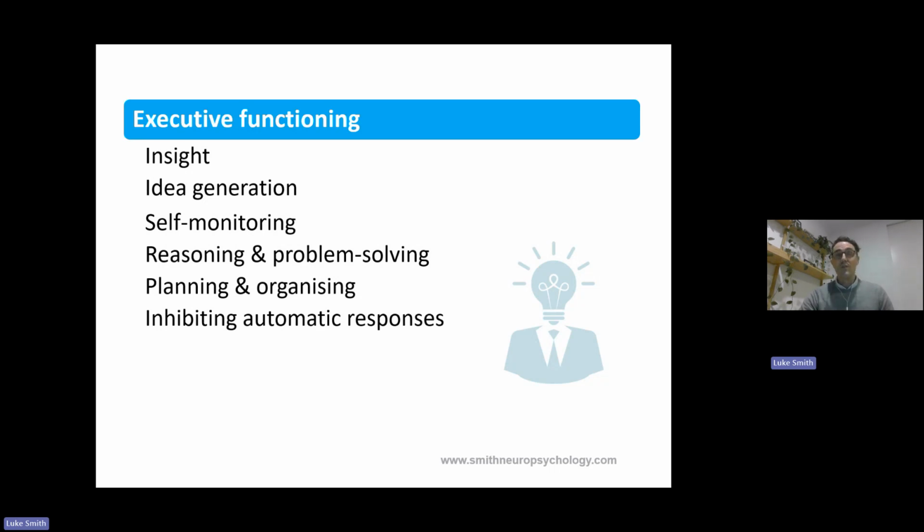Maybe they forgot to invite some guests. Maybe they didn't buy the right number of ingredients. Maybe they forgot to turn the stove on. Maybe they had difficulty organizing the desserts. The last one is what we call inhibiting automatic responses.